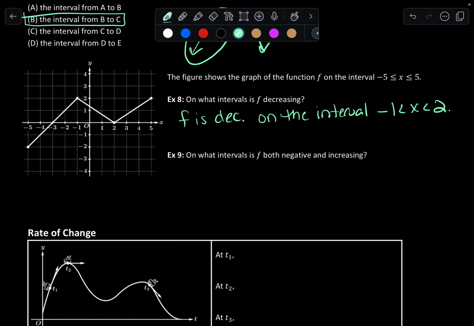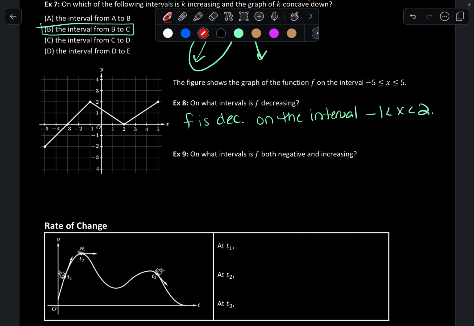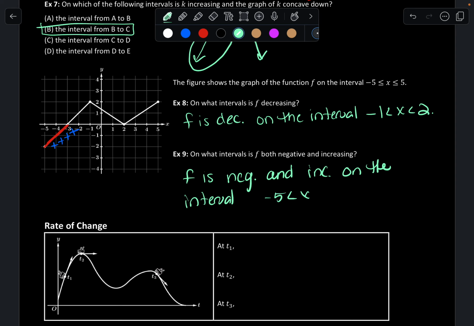So now, number 9 is asking on what intervals is f both negative and increasing. Okay, so negative means we want it to be below the x-axis, which is going to be this portion here. And then increasing means the output values are getting larger. Okay, so simultaneously that's going to be happening on the only part that is actually negative. So f is negative and increasing on the interval -5 to -3.